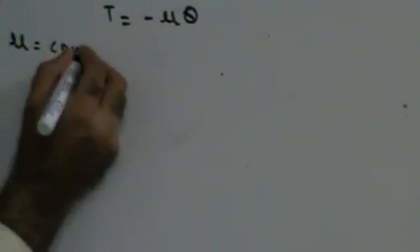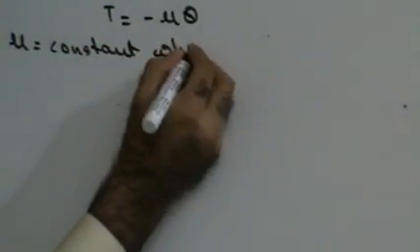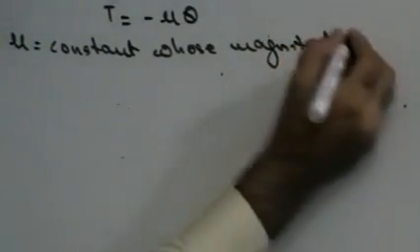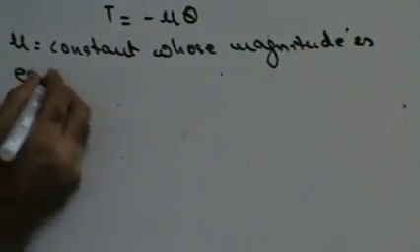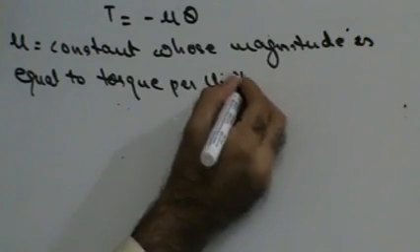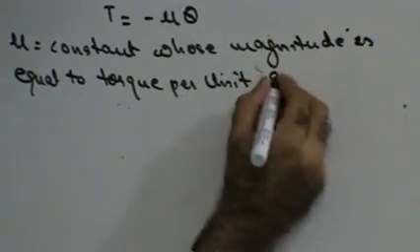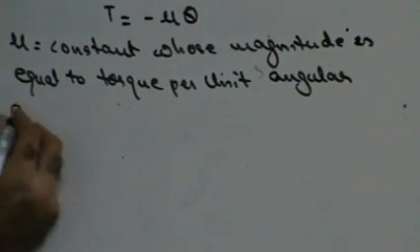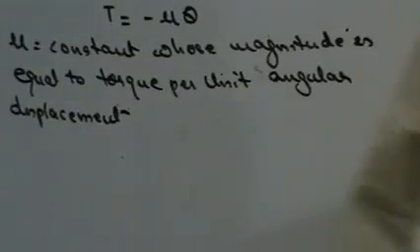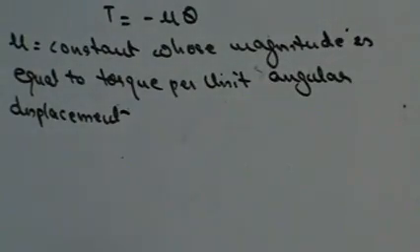is a constant whose magnitude is equal to torque per unit angular displacement. The negative sign here indicates that the torque and the angular displacement are in opposite directions. Fine, we'll get this thing here.